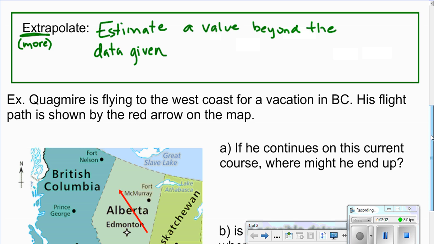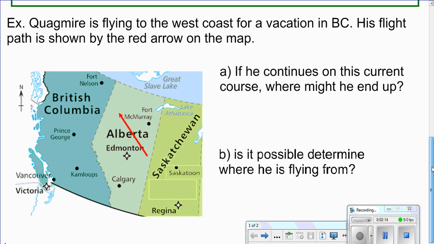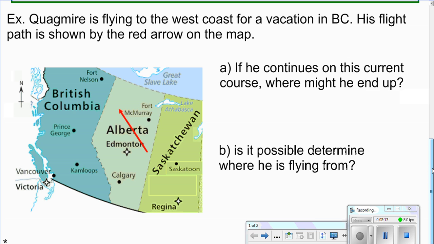So looking at our first example. Our first example says, Quagmire is flying to the west coast for a vacation in British Columbia. His flight path is shown by the red arrow on the map. So personally, if I was going to the west coast of BC, I would go to southern British Columbia, where it is nice and warm.